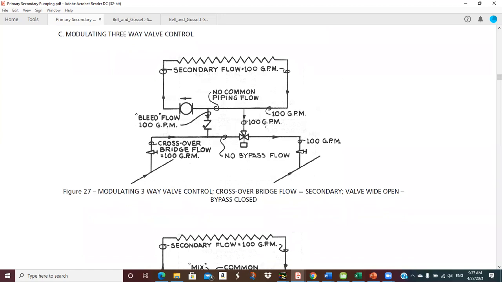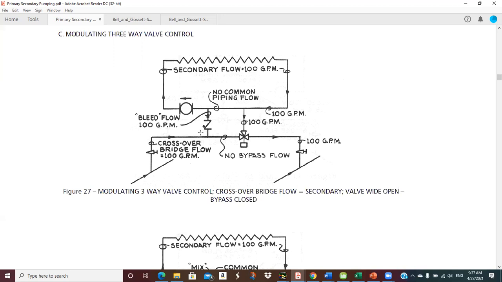Okay, we can do the same sort of thing with a three-way modulating, or it could be two-position or modulating valve. So let's see, this one we're showing 100 GPM every place, 100 GPM in the crossover, 100 GPM in the secondary. Again, we've got the secondary pump running all the time.